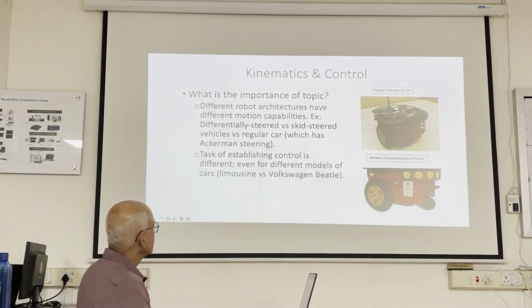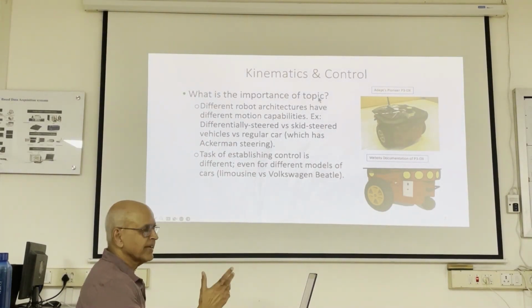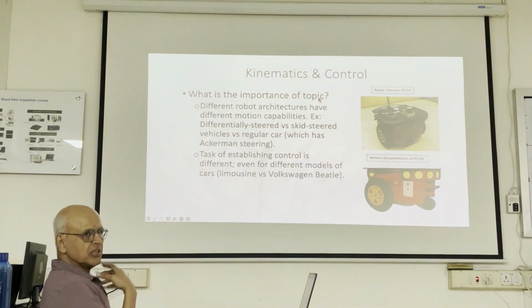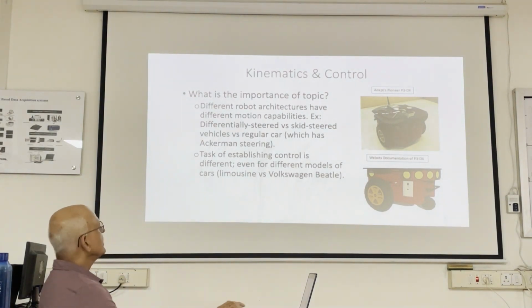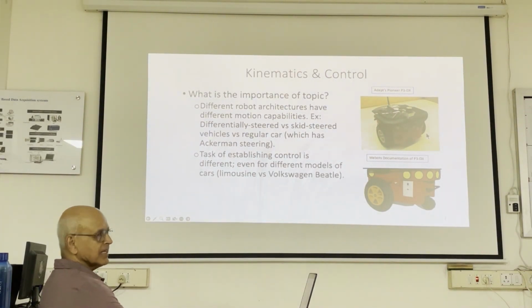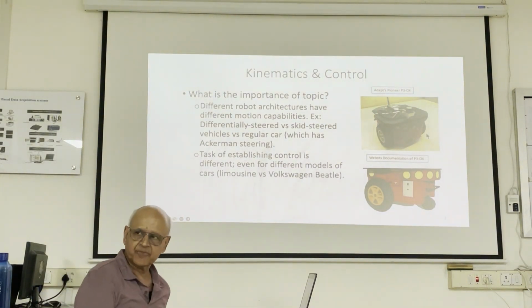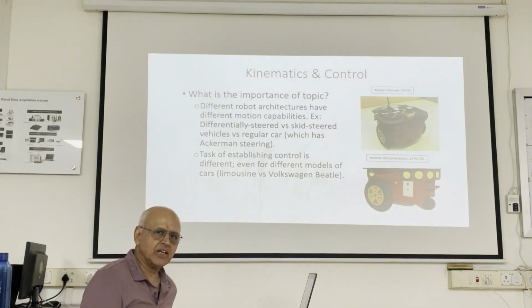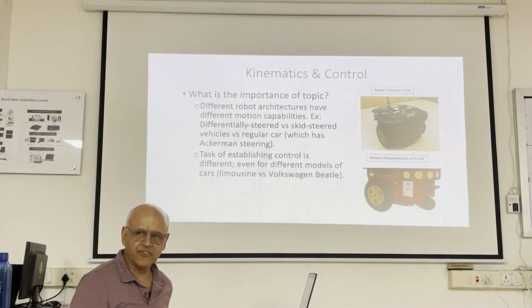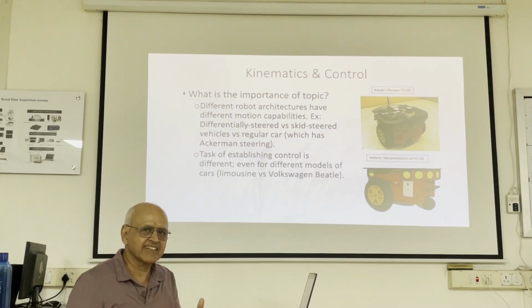So the basis of this topic, which is the first thing I do in all the classes, is why are you studying this topic? Because if you can't answer that question, you should not go any further. So different robot architectures, and by the way, here you see a differentially steered architecture. There are two drive wheels, so here you can only see the two drive wheels. They are independently driven. So if the right wheel is driven at the same speed as the left wheel, you'll be going forward, except you won't.